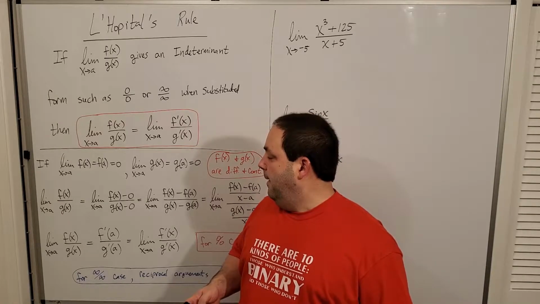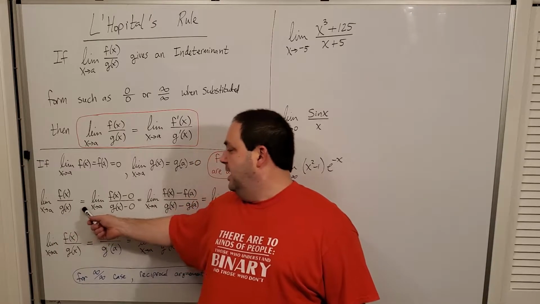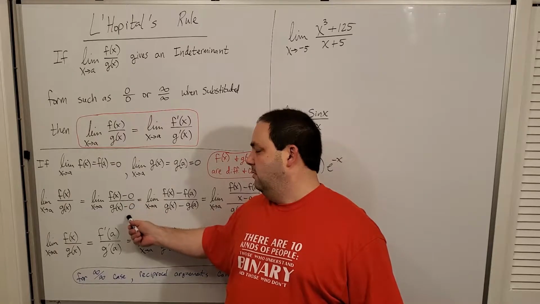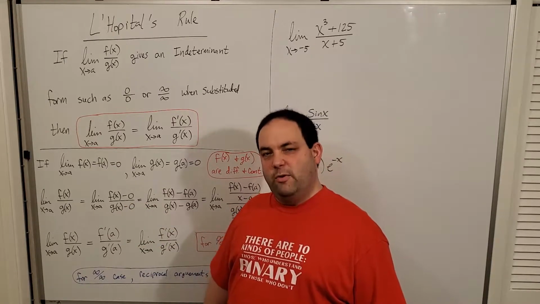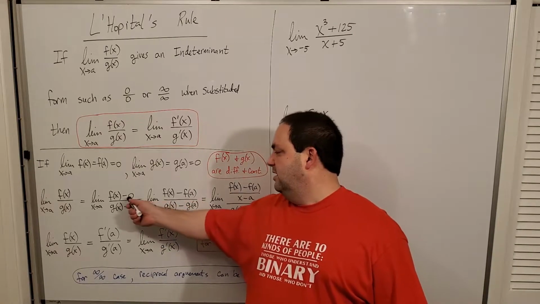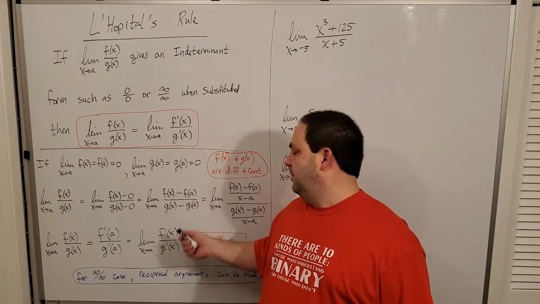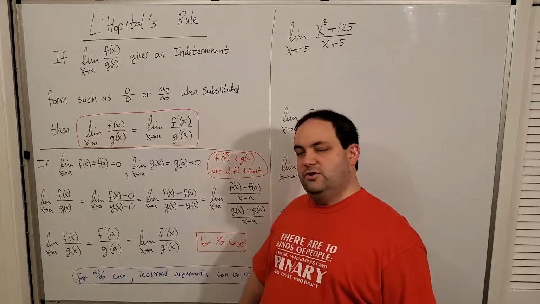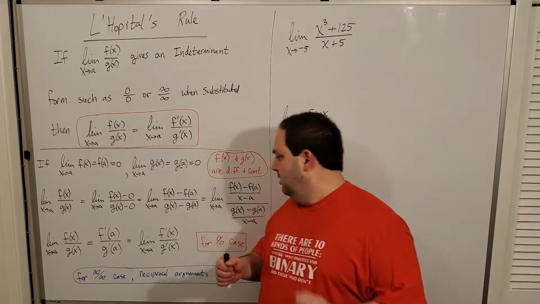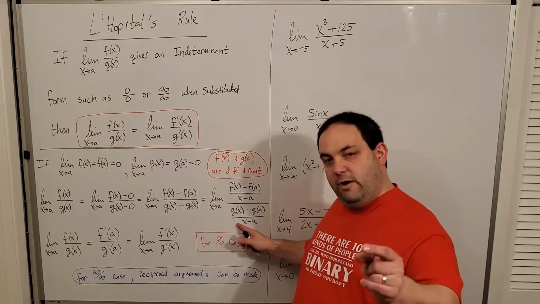Okay? Then the limit as x approaches a of f over g is equal to, and then notice all I did was subtract 0, right? You can subtract 0 from anything. It doesn't do anything, right? But we already said that f of a was equal to 0, and g of a was equal to 0. So I can actually do f of x minus f of a over g of x minus g of a. That should sort of start looking a little familiar there. If I divide both top and bottom by x minus a, it should look very familiar.